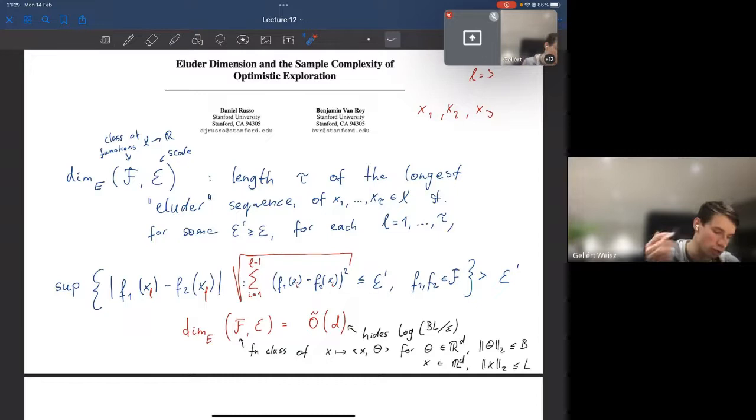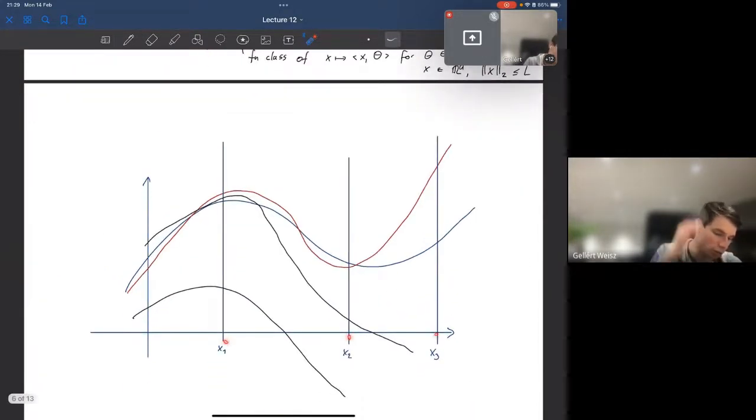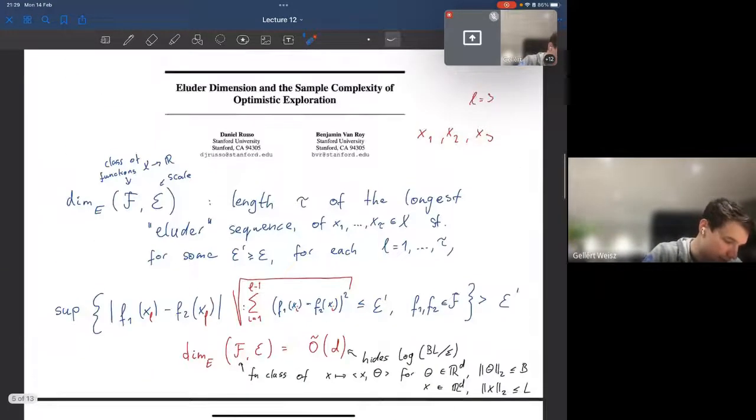And so how long can you do this? That's exactly the same as saying, how long can I give you x's such that you're not yet sure about the function value there, but I tell you what the function value is and we continue? Can I give you one more? So that's kind of the eluder dimension.